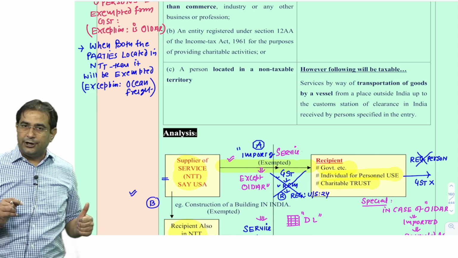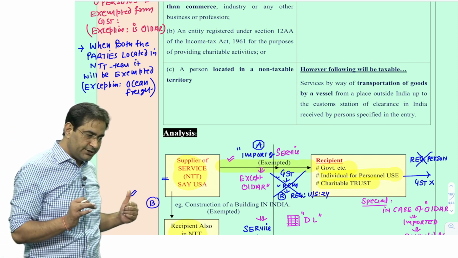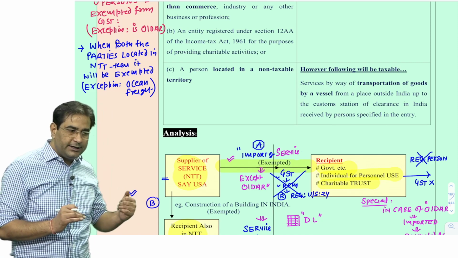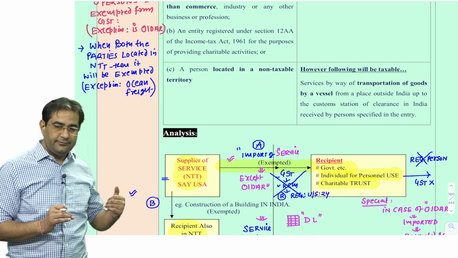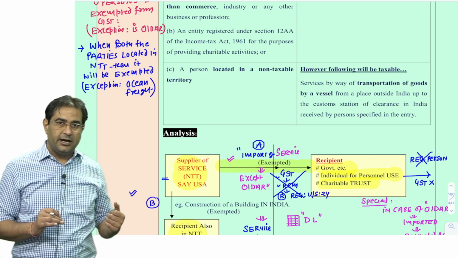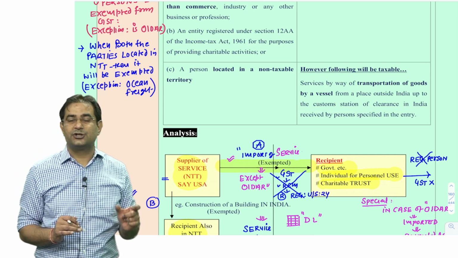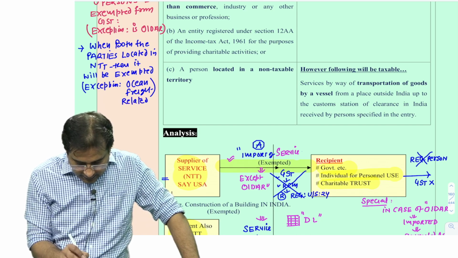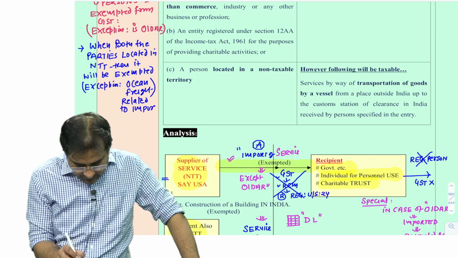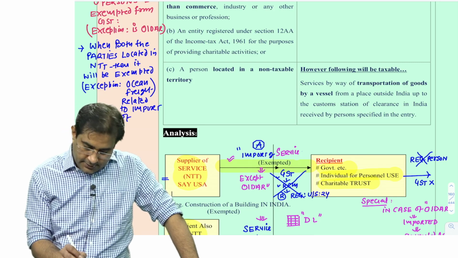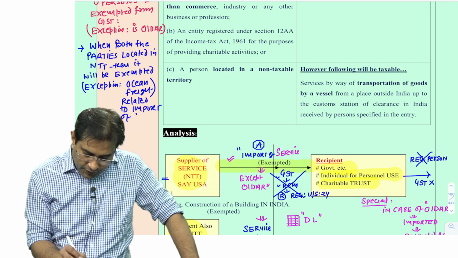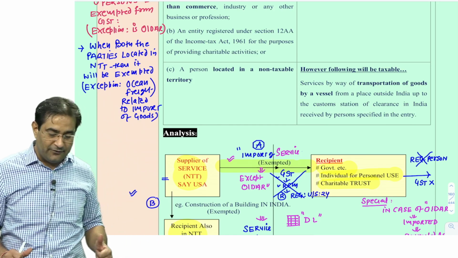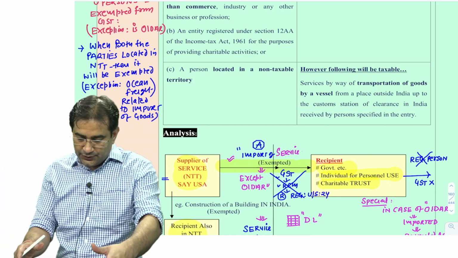Is it okay? Import of service by 3 specified persons is exempted except OIDAR, and when both the parties are located outside India, then it will be an exempted service, and one of the exceptions to this exemption is ocean freight related to import of goods. I hope it is clear to all of you. Import of goods, my dear. Please give me a thumbs up on my mobile phone, on WhatsApp. Is it clear to you or not, my dear?